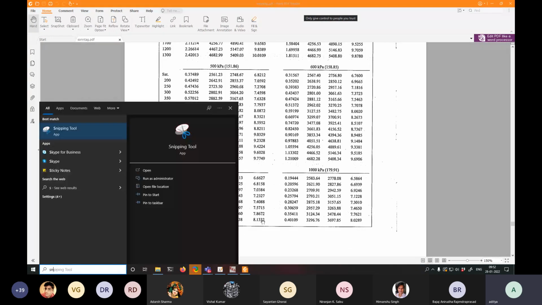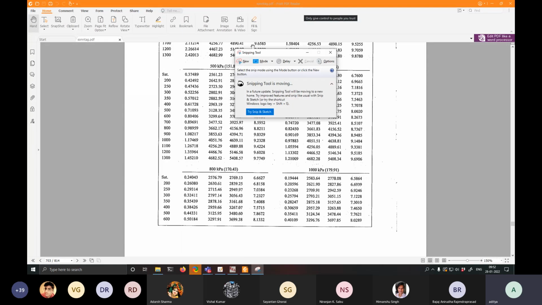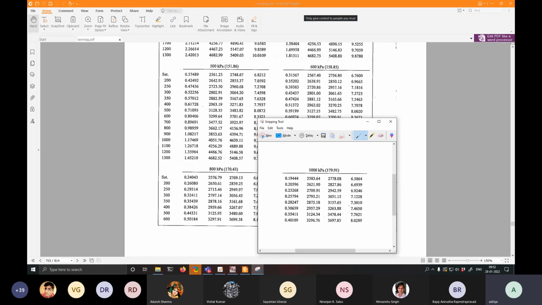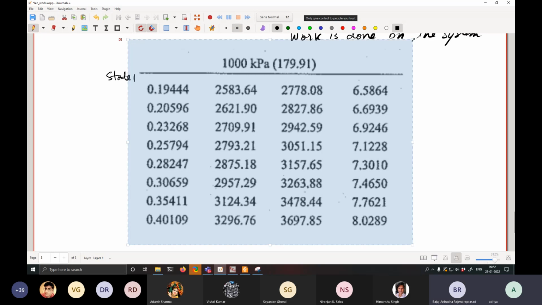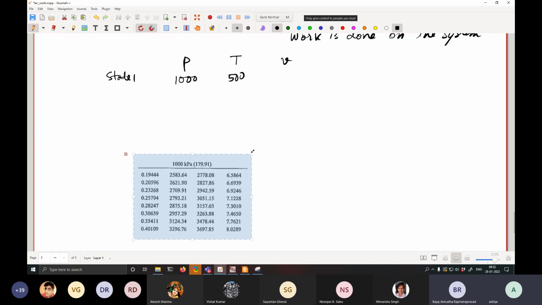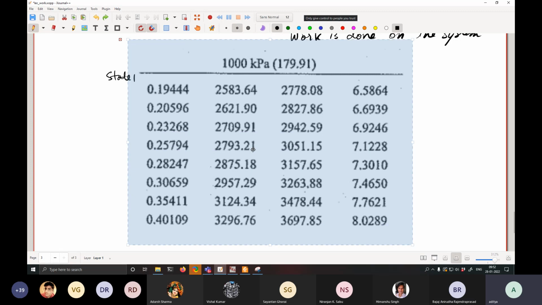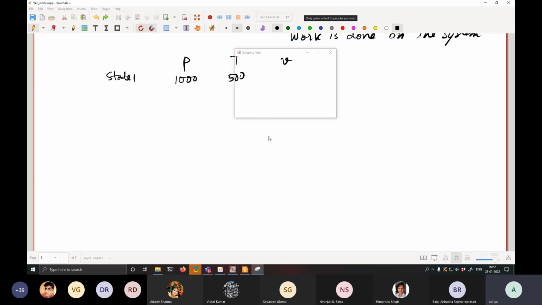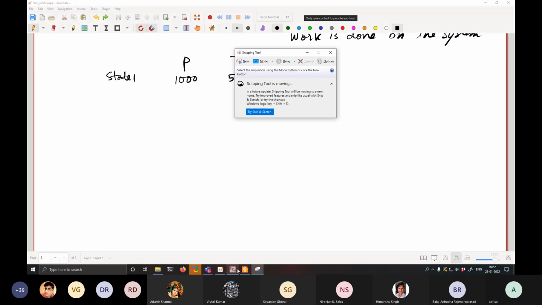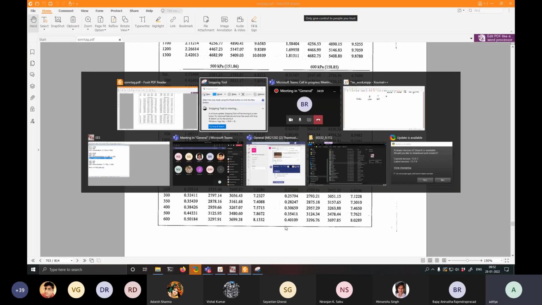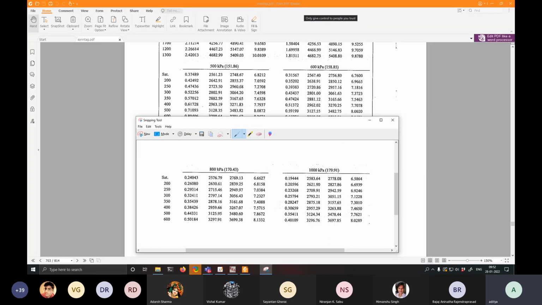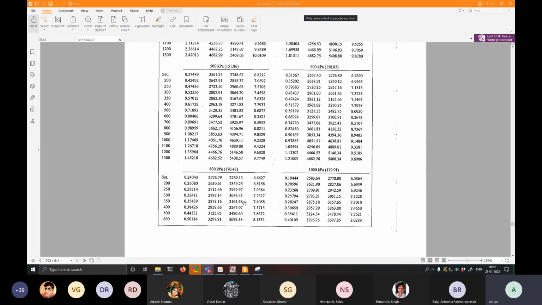So let me snip it. So in the 1000 kilopascal, this is the 1000 kilopascal for superheated vapor. So the temperature didn't come. Oh, sorry. My bad. So we need to drag it all the way from here. Now the temperature is there.